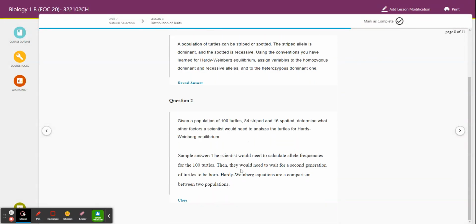The scientists would need to calculate allele frequencies for the 100 turtles. Then they would need to wait for a second generation of turtles to be born. Hardy-Weinberg equations are a comparison between two populations.